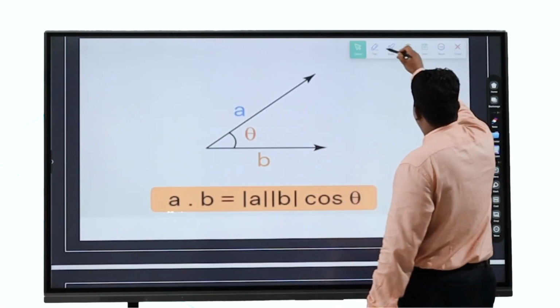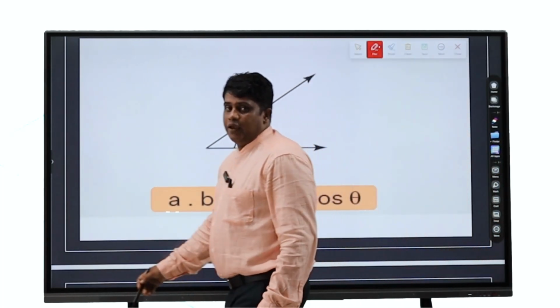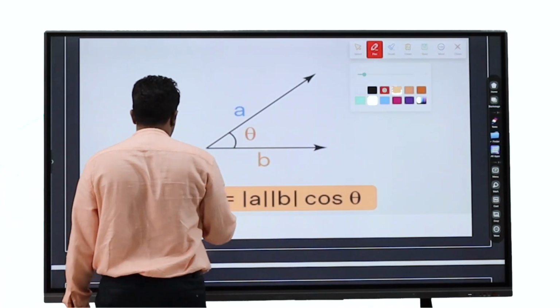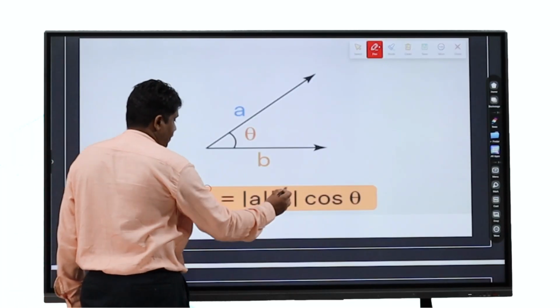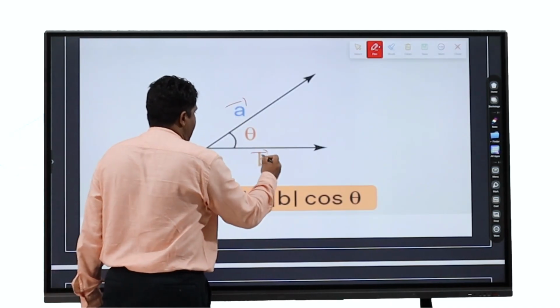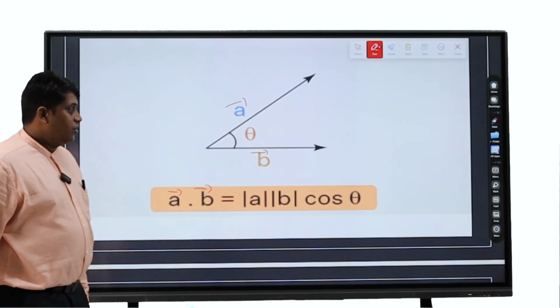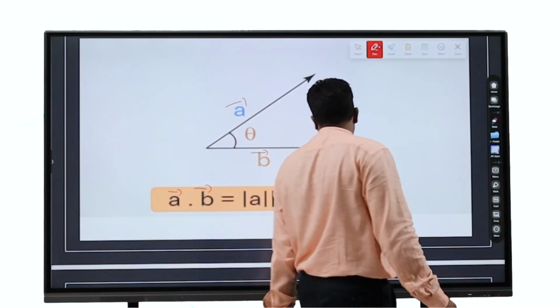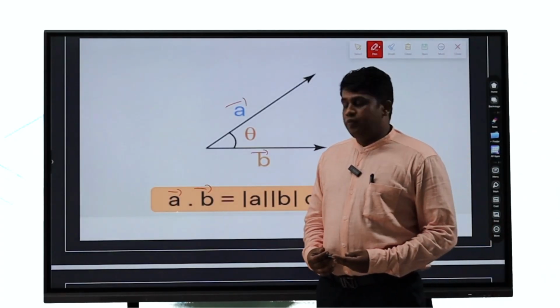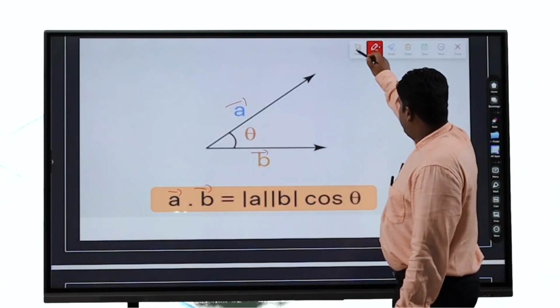What is A dot B? A dot B is equal to AB cos theta, that is, the magnitude of A into the magnitude of B into cos theta. What is theta? Theta is the angle between A and B. Then what is A dot B? A dot B is equal to the magnitude of A into the magnitude of B into cos theta.